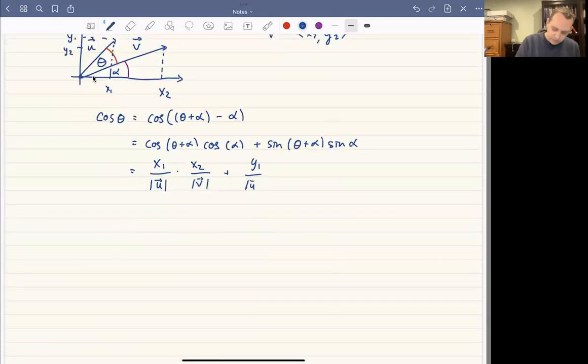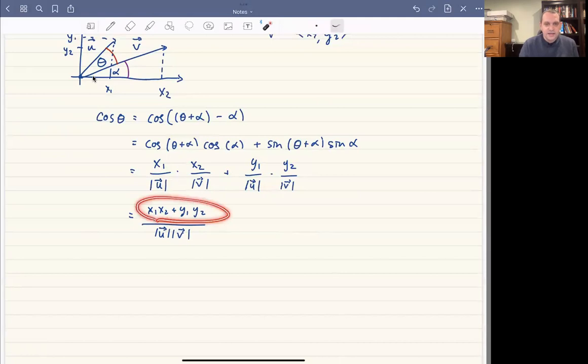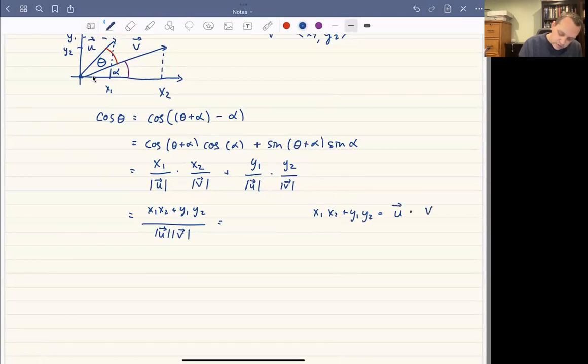My iPad just likes to jump around sometimes. And for sine of alpha, we get y2 over the length of v. And so it turns out that what we get is this product, x1 x2 plus y1 y2 over the length of u times the length of v. And the numerator here is exactly what we call the dot product. So this dot product here is this quantity x1 x2 plus y1 y2. We call it the dot product of u and v.